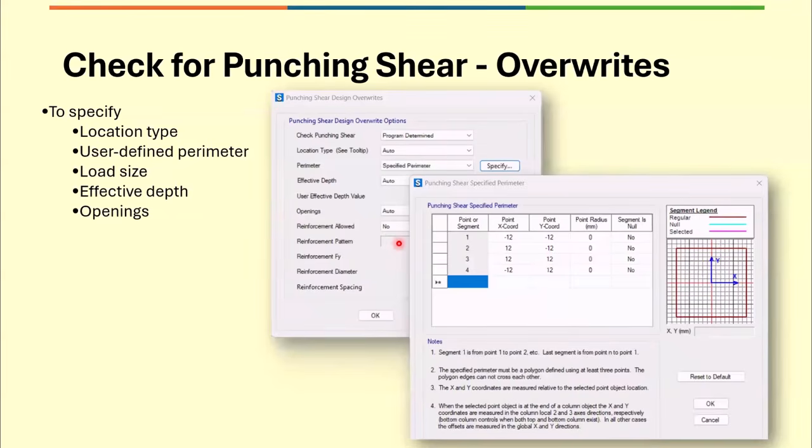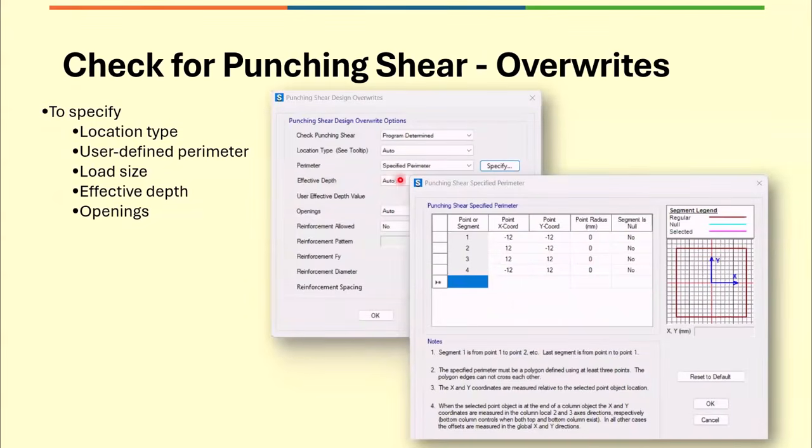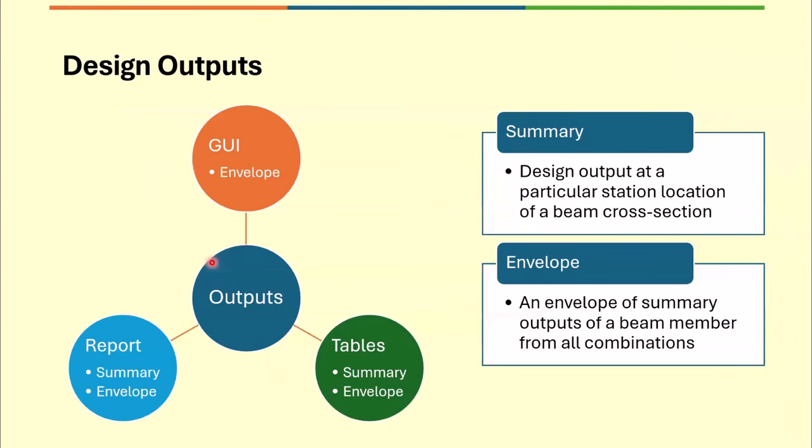A detailed overwrite is also available for the punching shear in case you find the auto detection is not sufficient. For example, you can specify the location type manually. You can see currently it is shown as auto, but you can set based on these location types. And then you can also specify the perimeter manually by drawing a polygon for special cases. And you can also override the effective depth to be used. So when you set all of this, it's going to update the design based on this input.